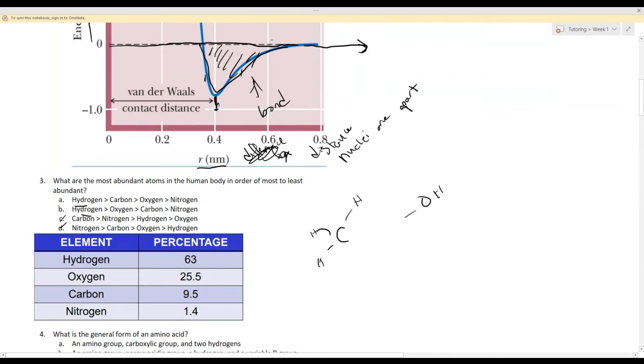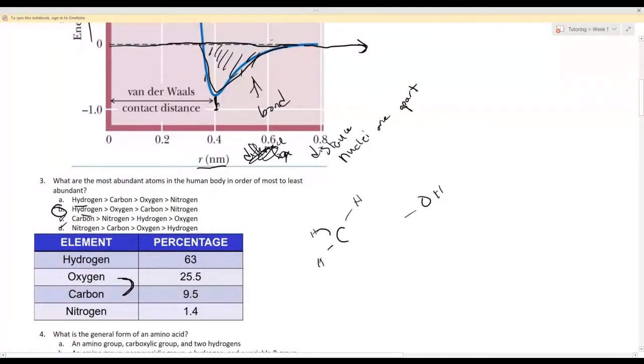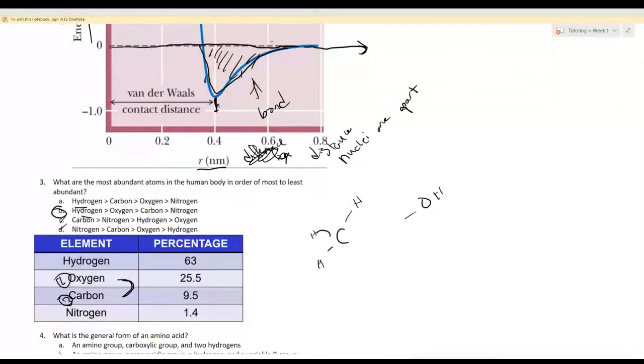Next most abundant is actually oxygen and not carbon. This is something that I think I see a lot of people make that mistake. Oxygen is second, carbon is third. Okay, that's something to just be aware of.